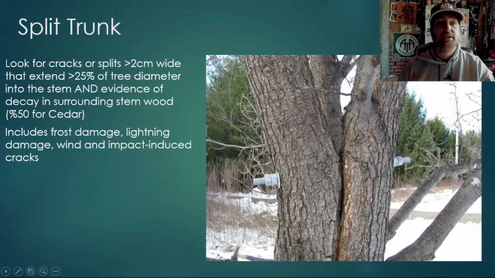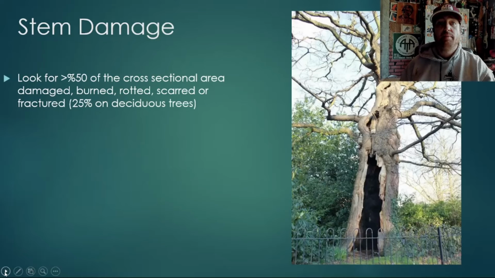Wind and impact induced cracks. Here's some stem damage. This is a very dangerous tree. 50% of the cross-sectional area is damaged, burned, rotten, scarred, or fractured, 25% on deciduous trees. That is clearly a tree that you would not want to have sitting on the wind side of your house.